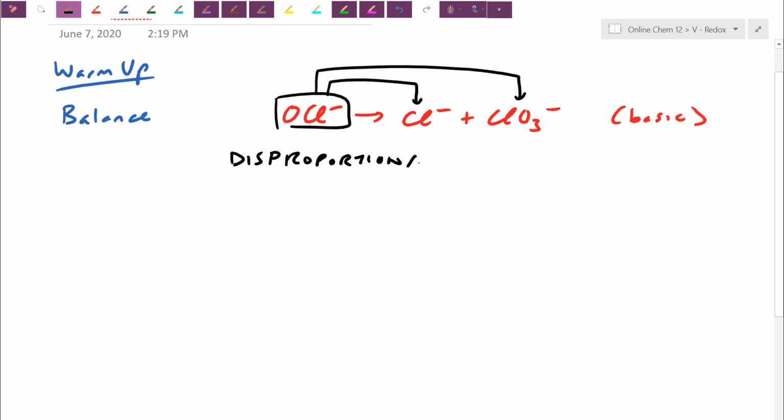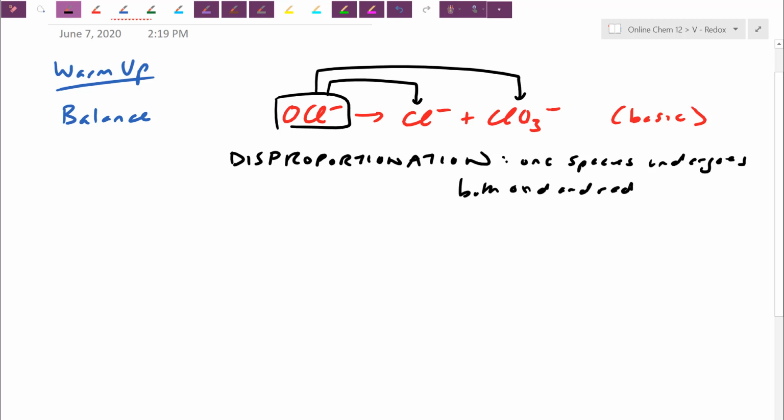Disproportionation. Essentially, my reactant is sort of split personality here. It's one species that undergoes both oxidation and reduction. One species gains and loses electrons, right? Just to make things easy, if I have undergone an oxidation, let's say, it's not those very same particles that undergo reduction.